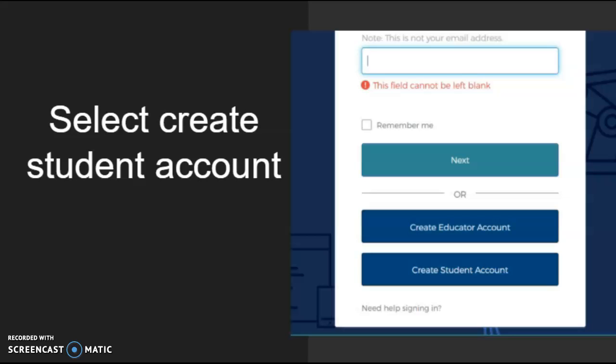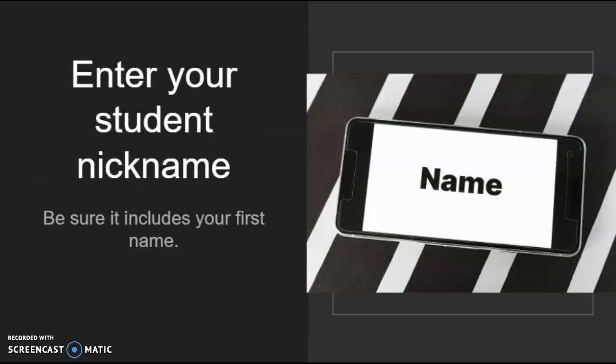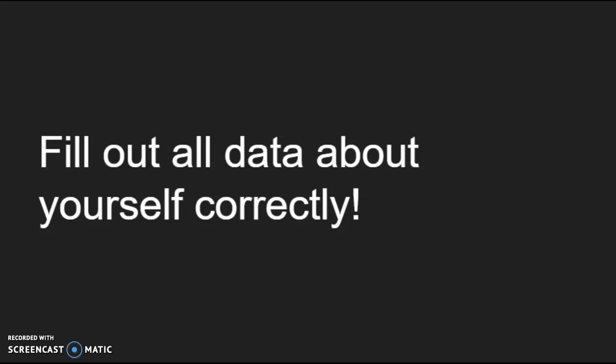You'll see that the second blue button down there underneath Create Editor Account or Educator Account. You'll see Create Student Account. Once you've clicked there, it's going to ask you to enter a student nickname. You're going to make sure that it includes your first name. Then as you go on, you want to make sure that you fill out all the data about yourself correctly.